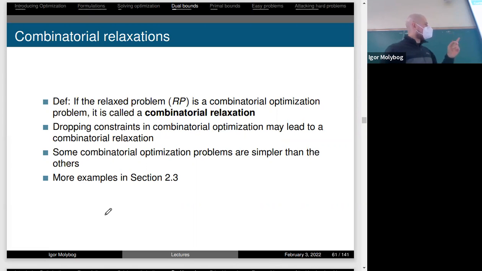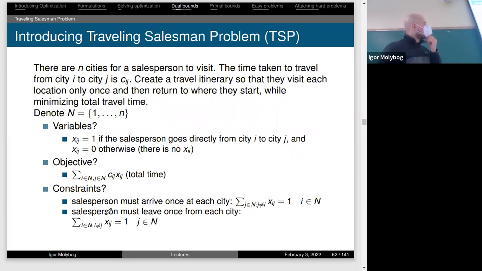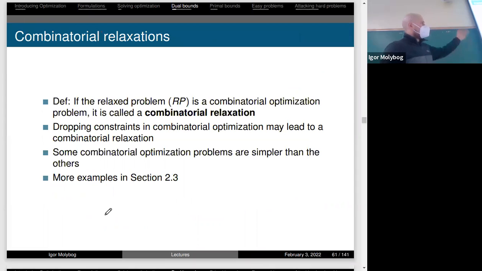More examples of it are in section 2.3. We'll go over just one of them, which deals with the traveling salesman problem. However, we haven't introduced the traveling salesman problem just yet, although it is a very, very important example. So first we introduce the problem, then we introduce the formulation, then we relax the formulation. That's what we're going to do for the next half an hour. Any question regarding what we are doing right now? You do remember the combinatorial relaxation. It's a linear programming problem over a set of subsets, right?